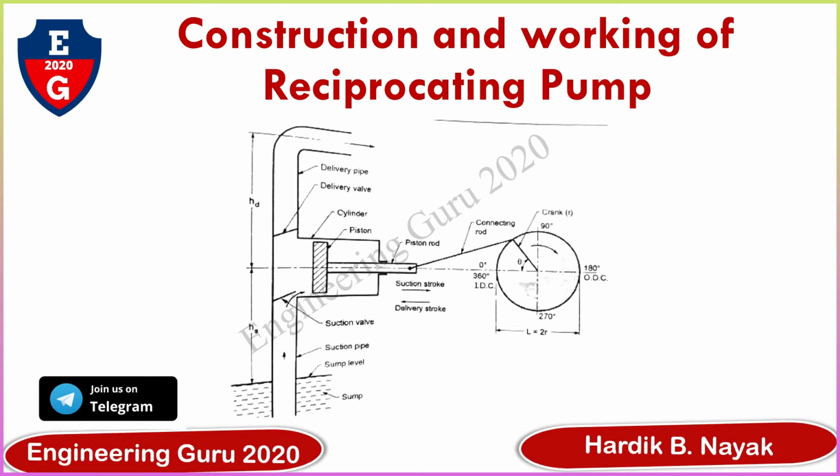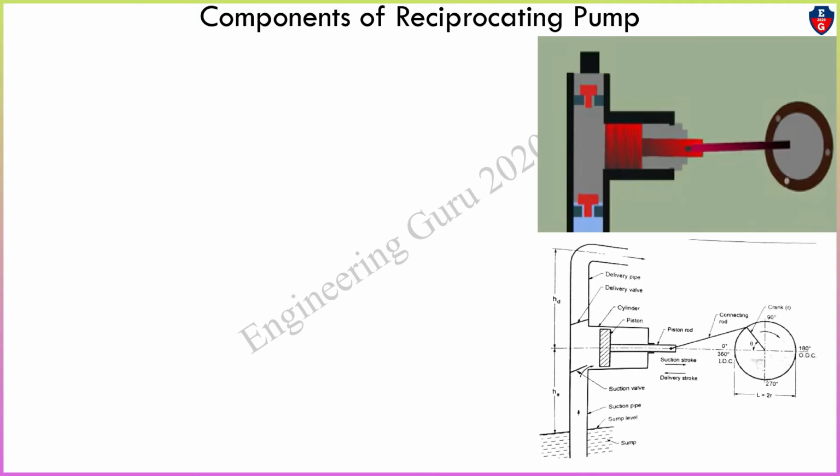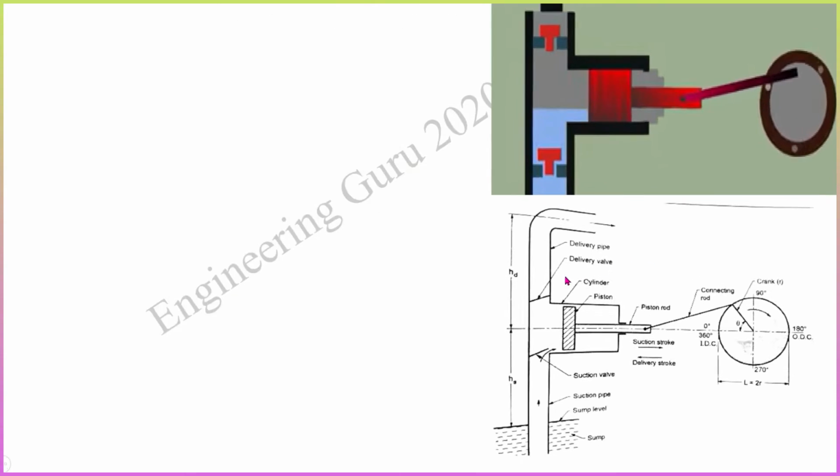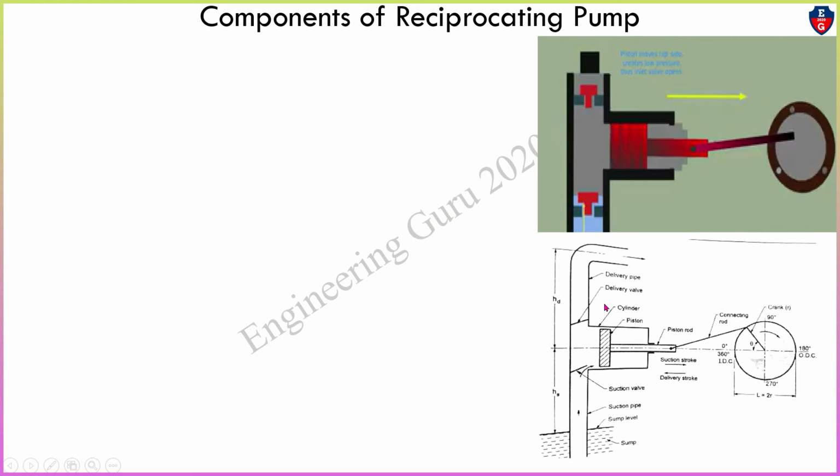Today in this video, I will cover one more important topic: construction and working of reciprocating pump. Let's see one by one. First, I will cover the components of reciprocating pump. Here, this is the schematic diagram of reciprocating pump. This is the piston, this is called cylinder, this is crank, and this is connecting rod. So I will cover them in detail one by one.